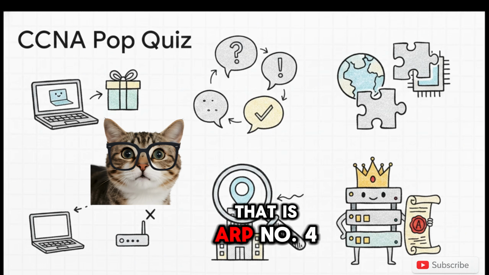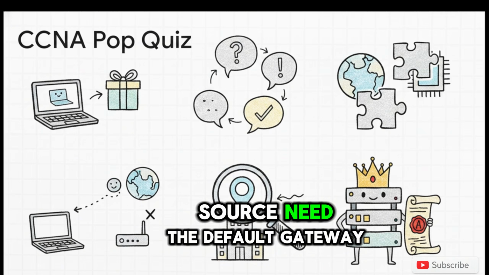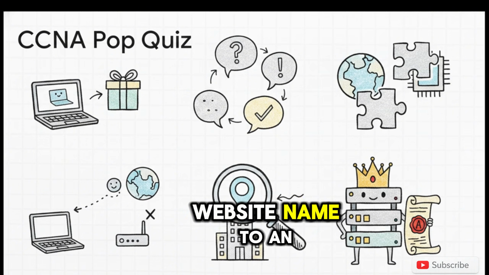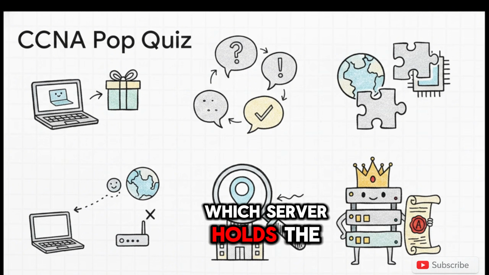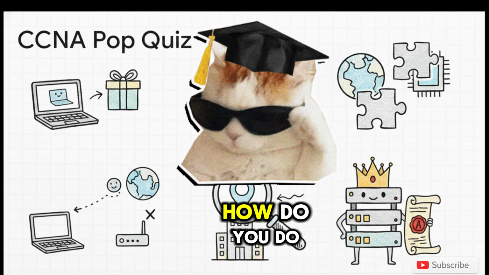Number 3, which protocol maps IPv4 to MAC? That is ARP. Number 4, for a remote destination, whose MAC does the source need? The default gateway. Number 5, which protocol translates a website name to an IP? DNS. And finally, number 6, which server holds the actual final DNS data for a domain? The authoritative server. How'd you do?